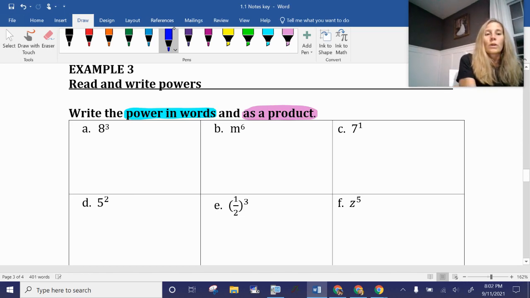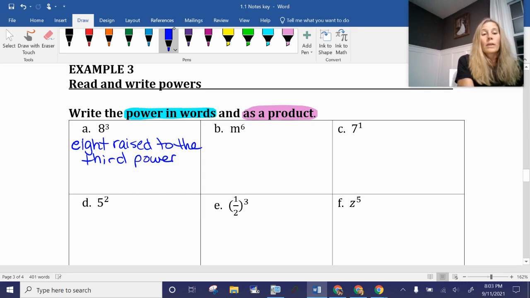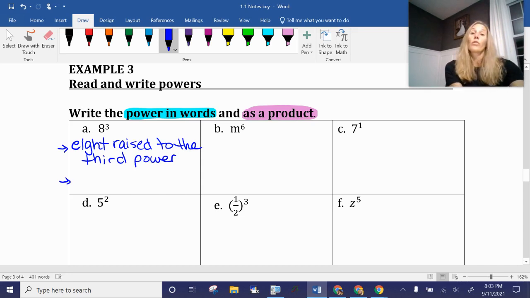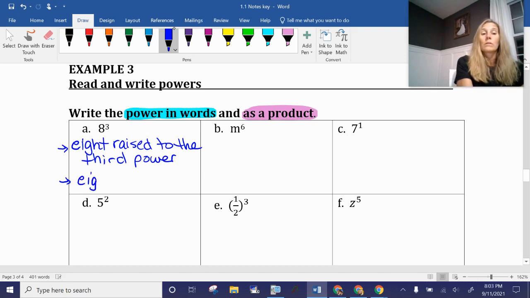So for this first one, you would say 8 raised to the third power. Okay, that's one way you could write it. This one also has a second option. Anytime something is raised to the third power, you might have heard of something being cubed. So you could also say 8 cubed.